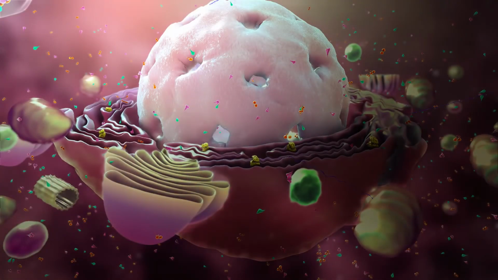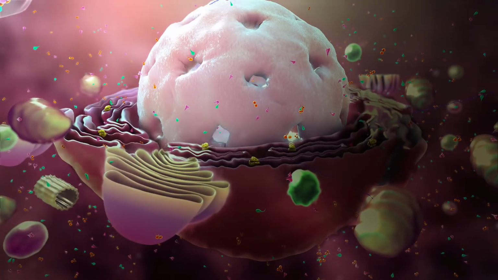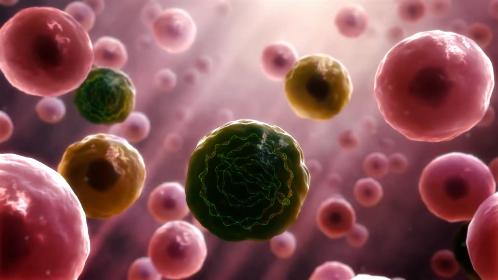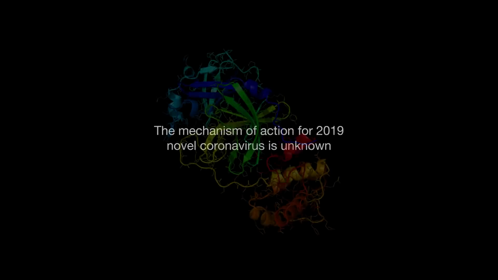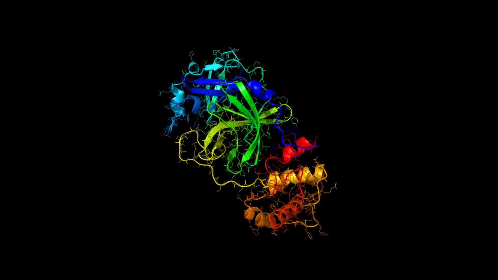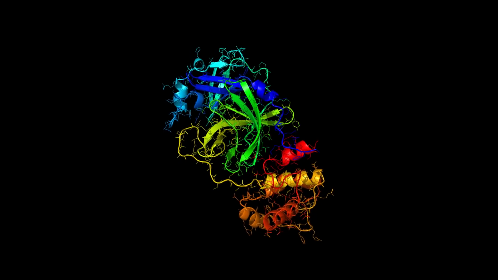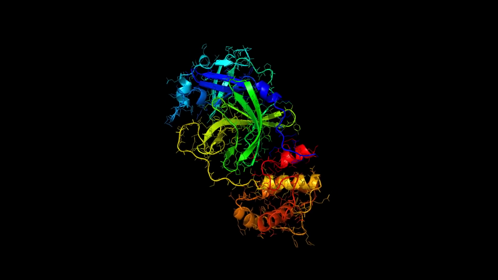Meanwhile, the stress of viral production on the endoplasmic reticulum eventually leads to apoptosis, or cell death. It should be noted that the mechanism of action for 2019 novel coronavirus is unknown. However, scientists in China have sequenced the genome, while others have used the sequencing to visualize the structure.